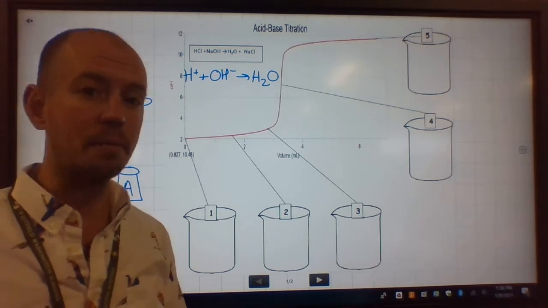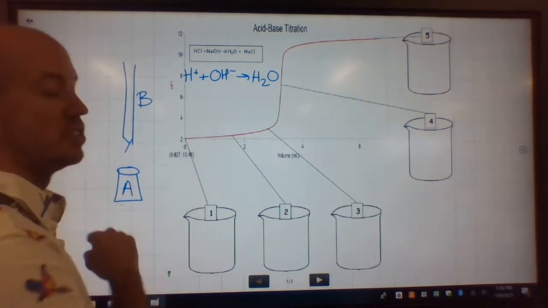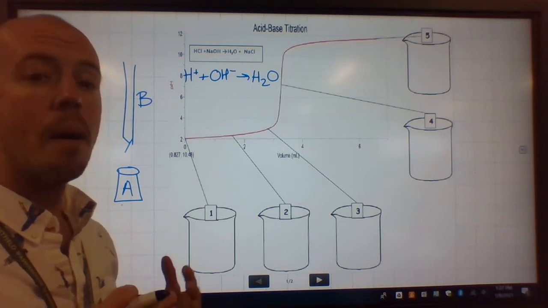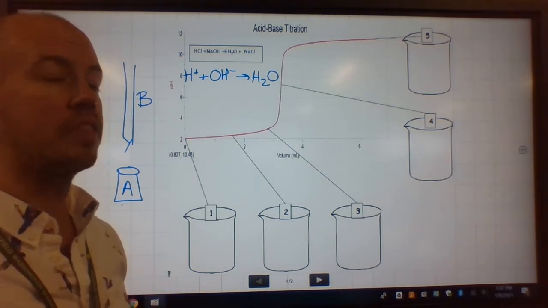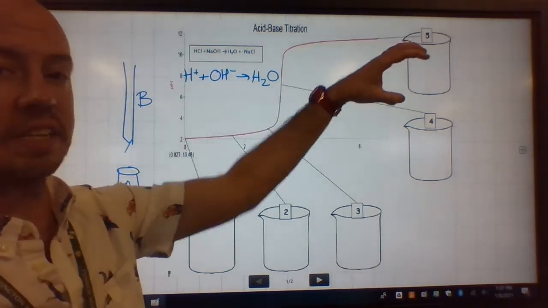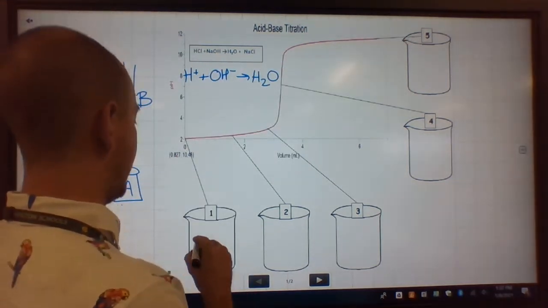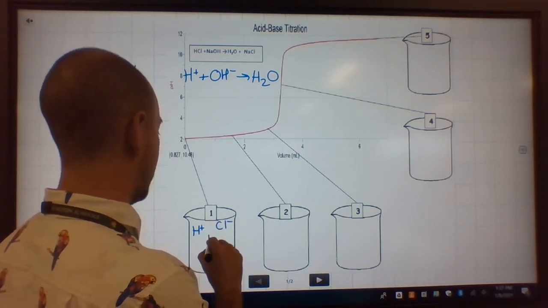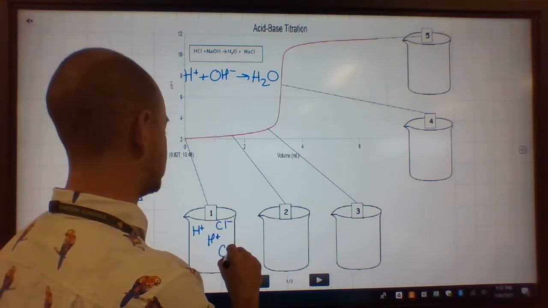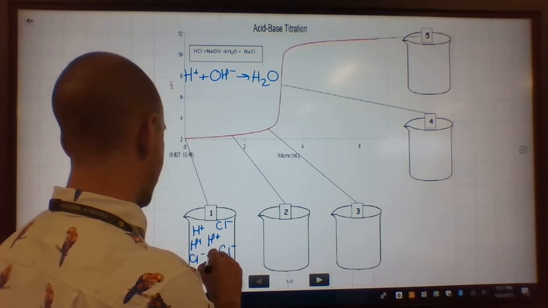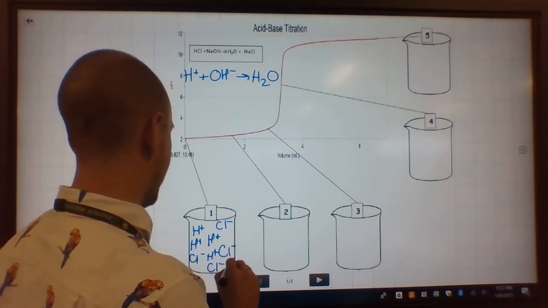So initially in our beaker, that is when we've added 0 milliliters of base, we only have HCl. But in doing that, we want to think about, well, what would the HCl look like? We wrote it as a net or complete ionic. So when we put HCl in here, they're not HCl. It is H ions and Cl ions.